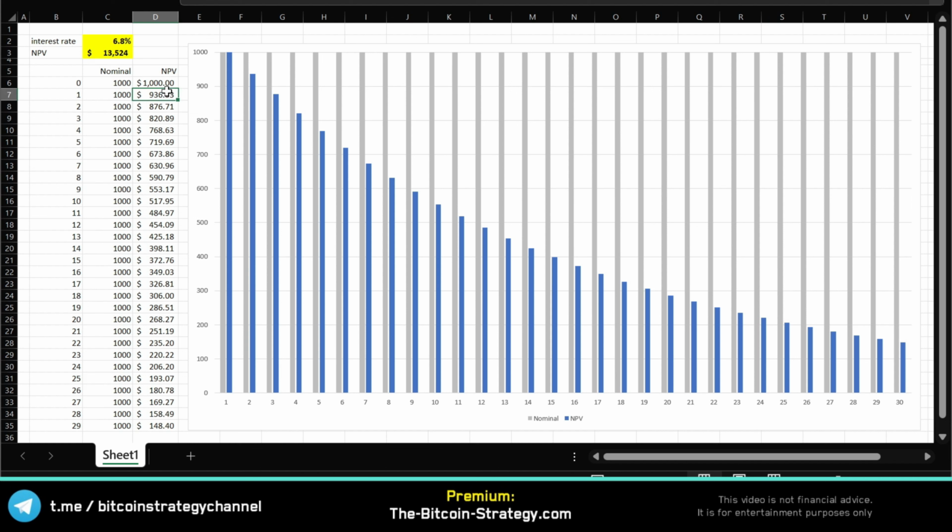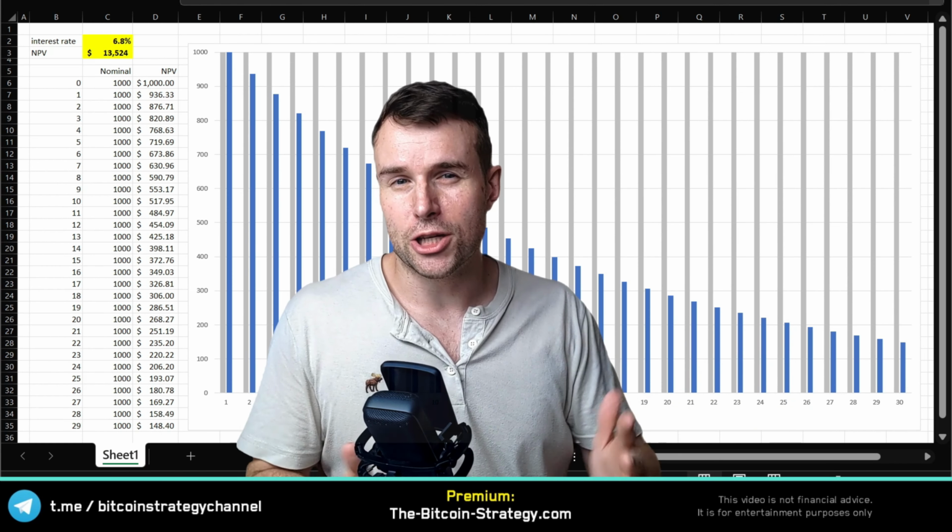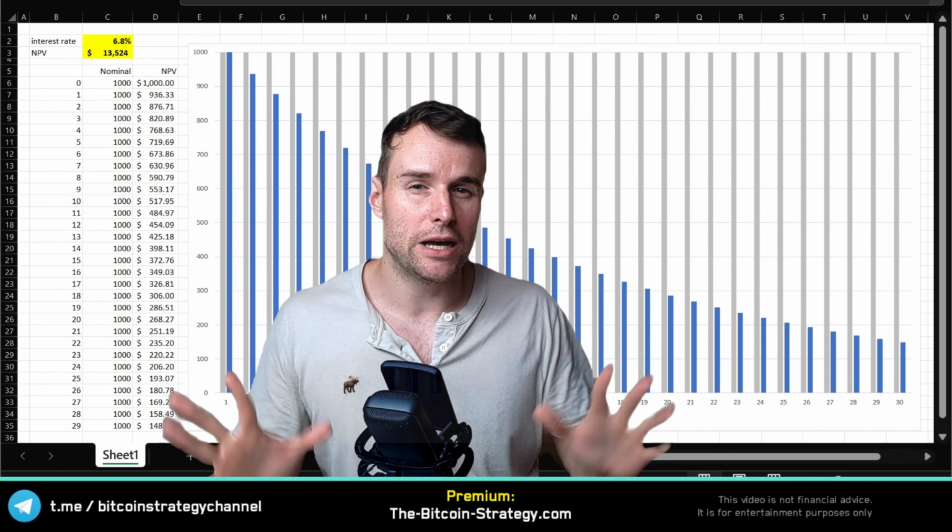So the first cash flow one year from now has to be discounted by 6.8%. The second one by 1.068 to the power of 2, and then to the power of 3, to the power of 4, etc. You get the idea, right? This is the idea of discounting future cash flow. Sounds all logical, right? And that then also explains various things.